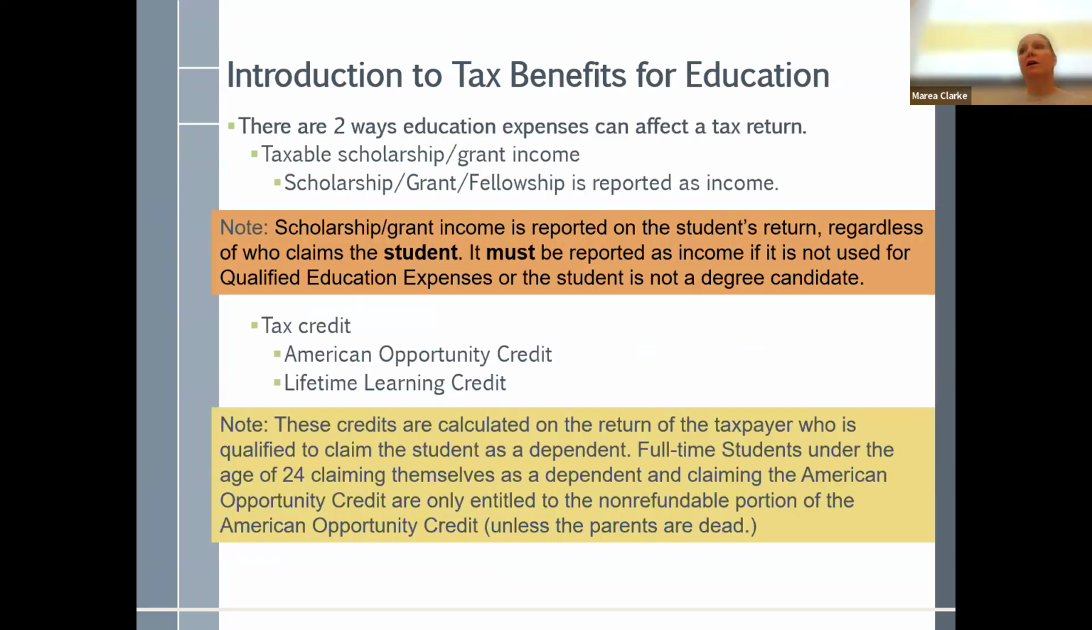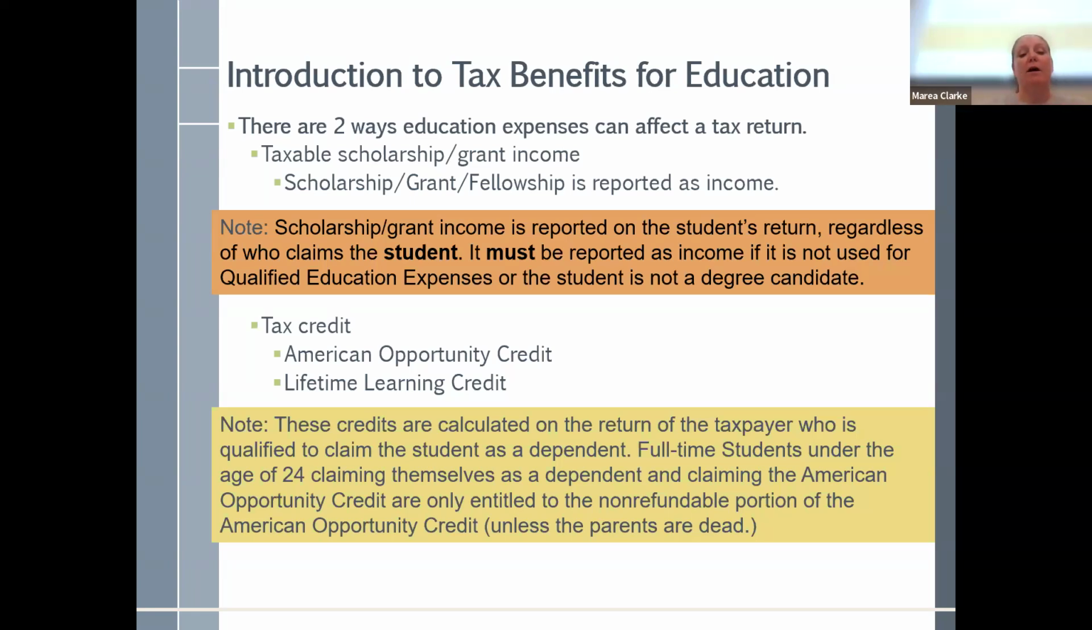So we've all talked about scholarships and fellowships from the non-resident perspective. That same first-to-last criteria apply. If they have a scholarship or fellowship, if they are a degree-seeking student from a qualified educational organization and it pays for qualified education expenses, that is going to be non-taxable income for the students. If it pays for anything else, that is going to be considered taxable income.